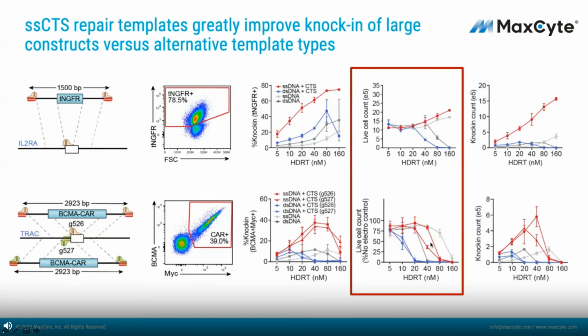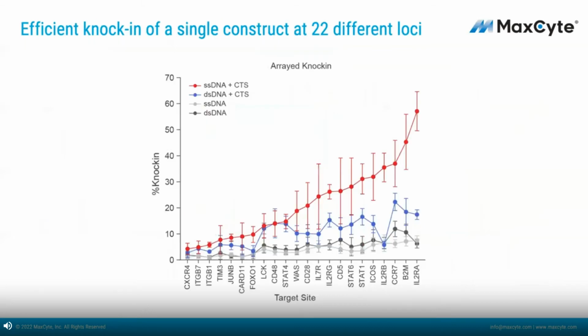So this was, I think, quite exciting data to see, because now you have a really robust strategy that can be used for CRISPR-mediated knock-in in immune cells. And not only was this able to be done at one or two loci, they showed that across 22 different genomic loci, you could achieve comparable, if not greater, knock-in efficiency compared to alternative templates.